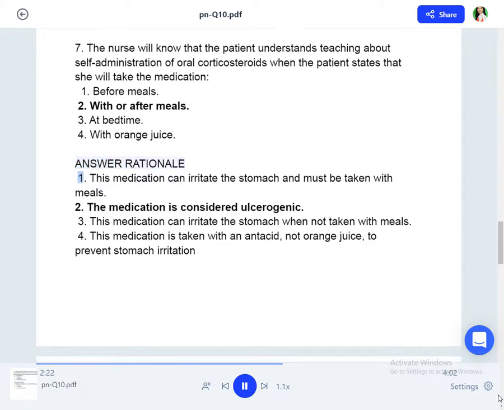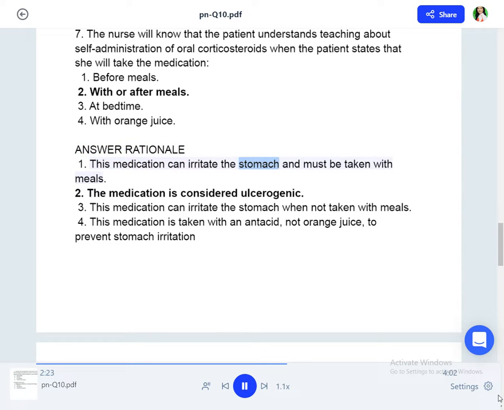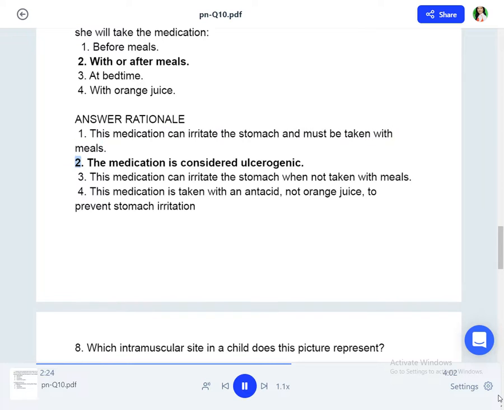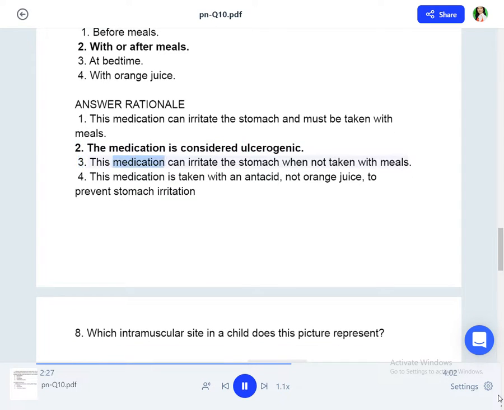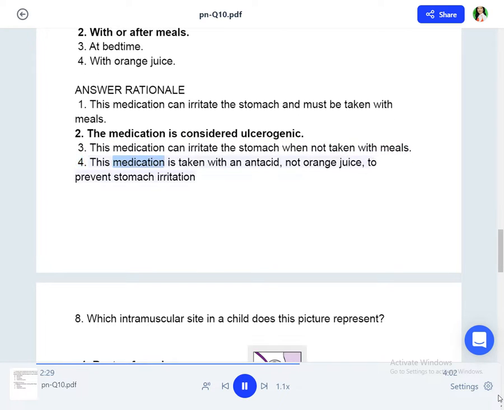Answer. Rationale. 1. This medication can irritate the stomach and must be taken with meals. 2. The medication is considered ulcerogenic. 3. This medication can irritate the stomach when not taken with meals. 4. This medication is taken with an antacid, not orange juice, to prevent stomach irritation.